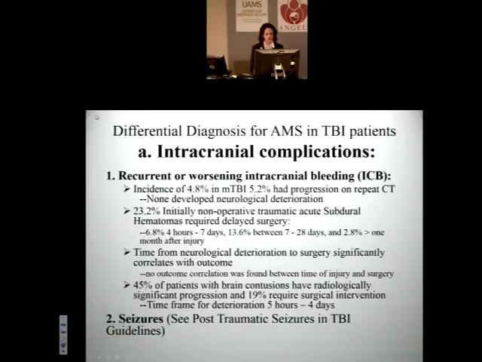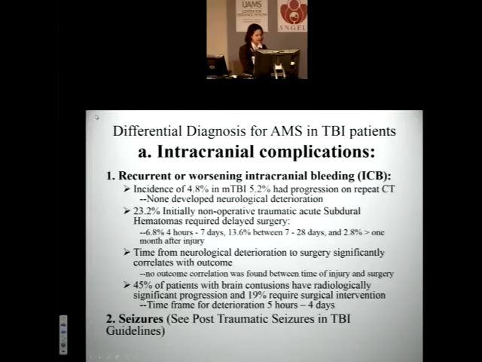The incidence of intracranial bleeds, recurrence, or worsening in the mild TBI population is nearly 5%, and 5% of those had progression on repeat CT scans, so that would be worsening of their intracranial bleed. But after that, none of them developed neurological deterioration, so this is not really a very big concern in the mild TBI population. Of course, it doesn't mean that it can't happen, but it's very, very low on our differential.